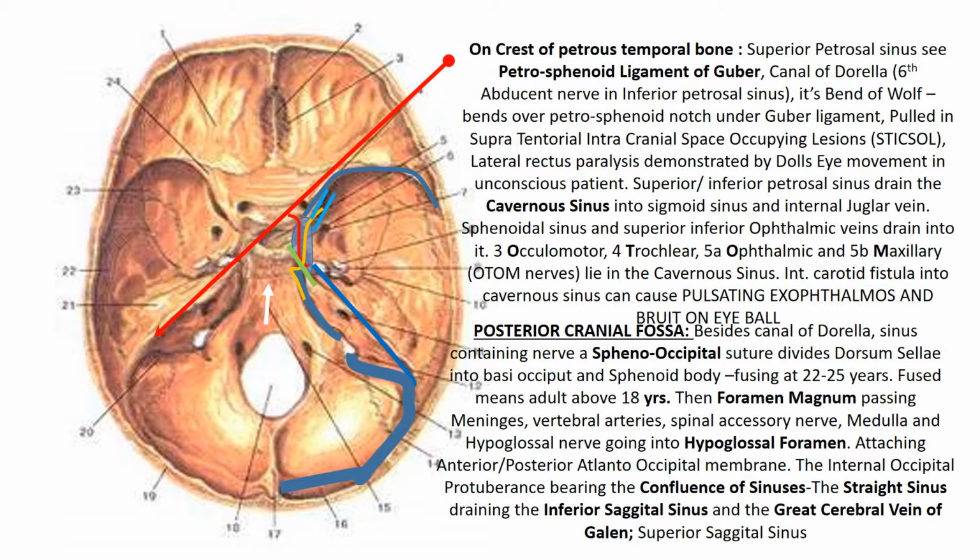The internal occipital protuberance, which is at number 17, bears the confluence of sinuses. The straight sinus coming in the posterior part of falx cerebri, which drains the inferior sagittal sinus and the great cerebral vein of Galen, and the superior sagittal sinus, and it drains through the transverse sinus, sigmoid sinus into the internal jugular vein.